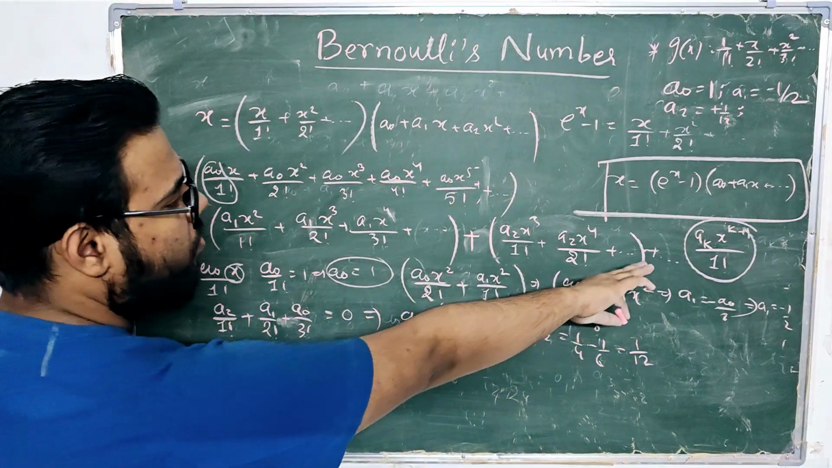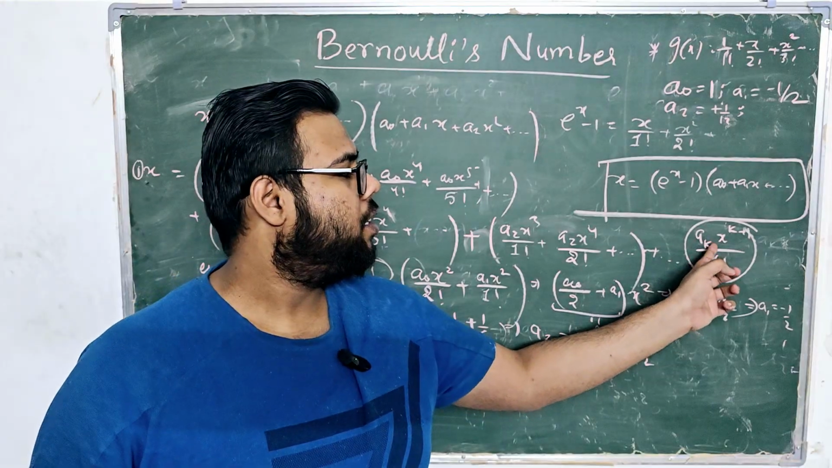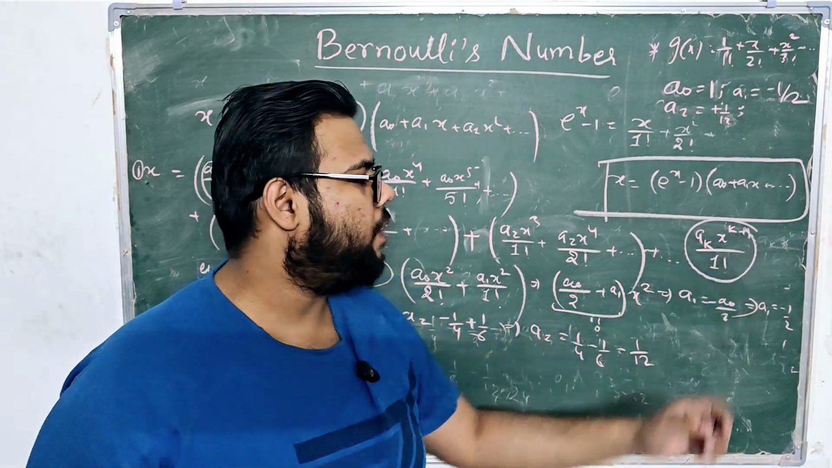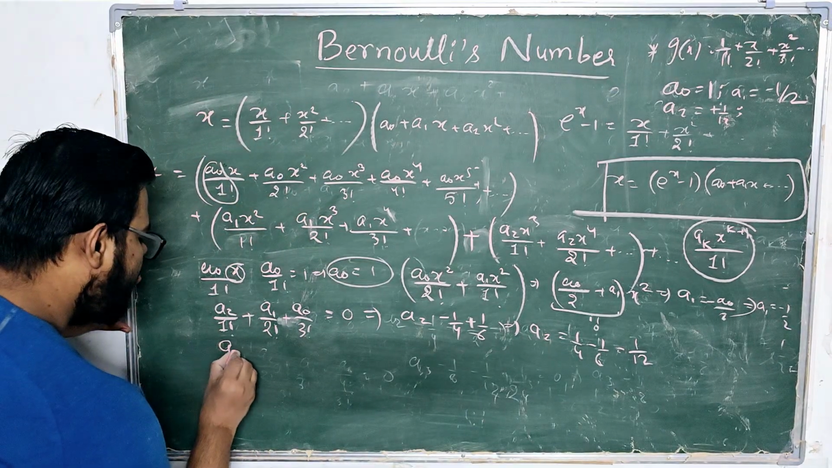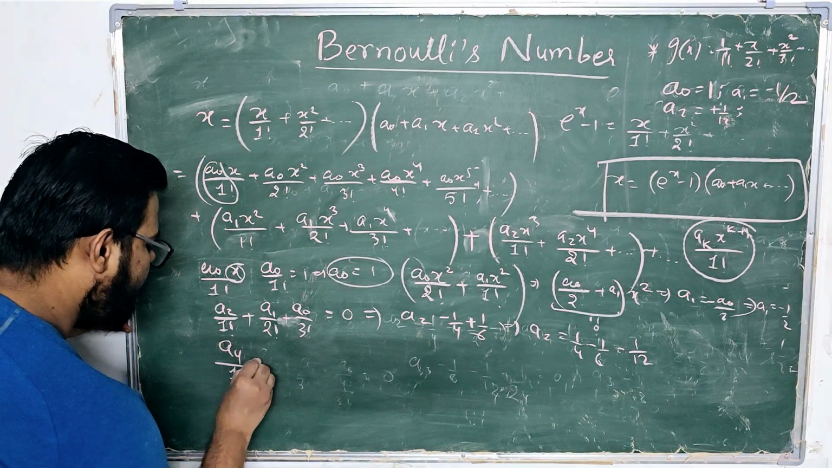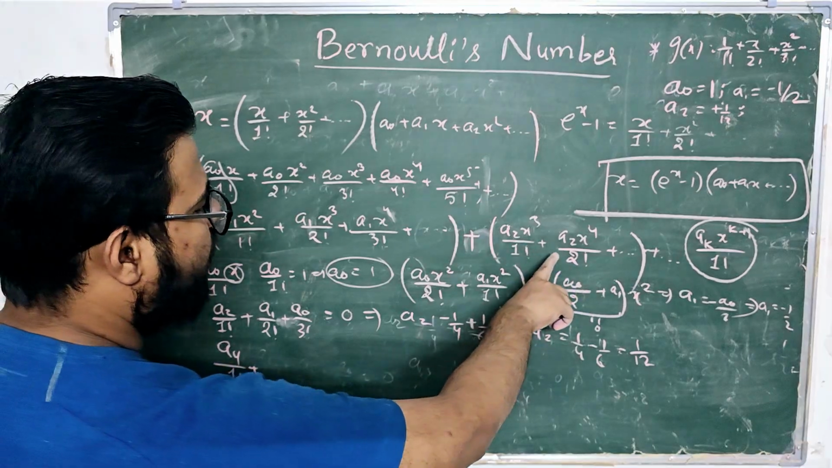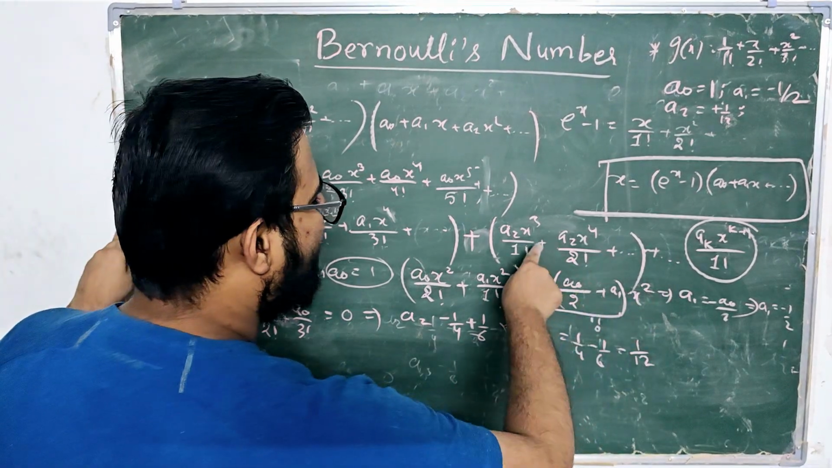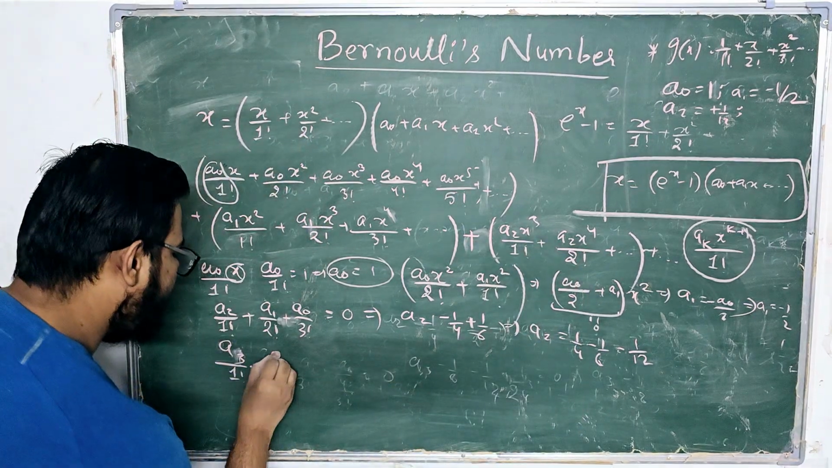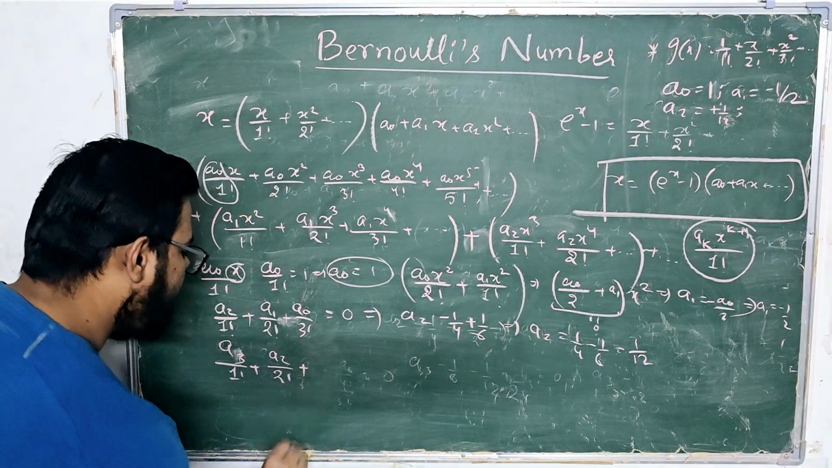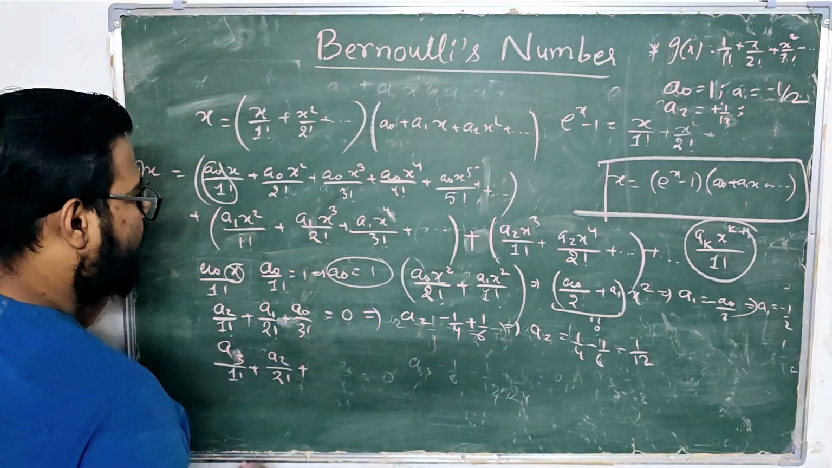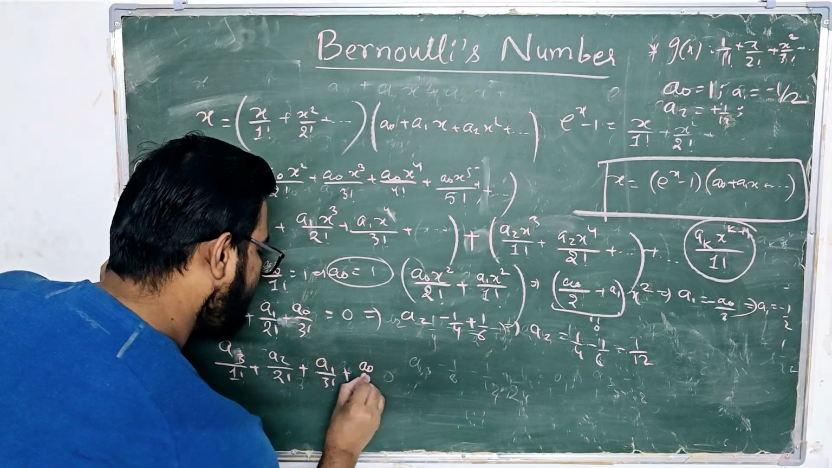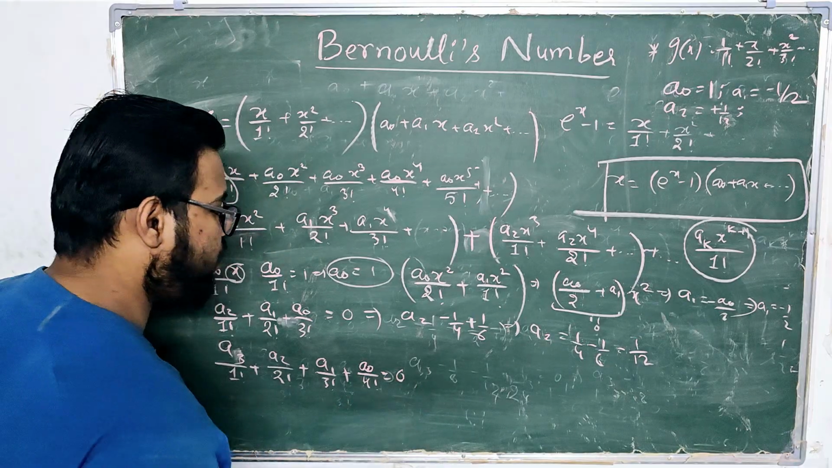So for a3, what you will do? I have written the general pattern. So a3 x into 3 plus 1, that is x raised to power 4 divided by 1 factorial. So what will it become? a3 divided by 1 factorial plus a2 by 2 factorial plus a1 by 3 factorial plus a0 by 4 factorial is equal to 0. Correct?